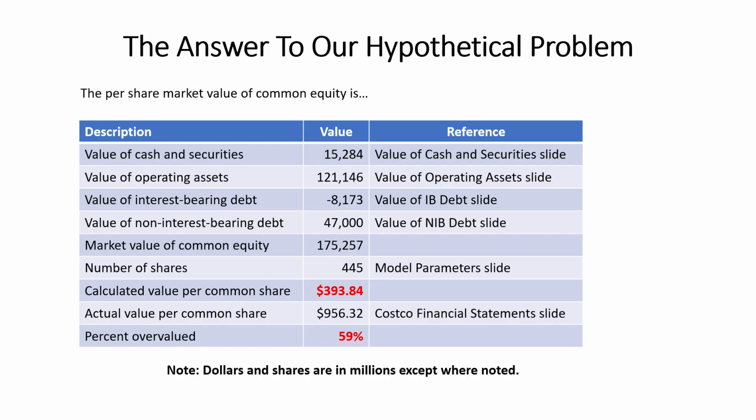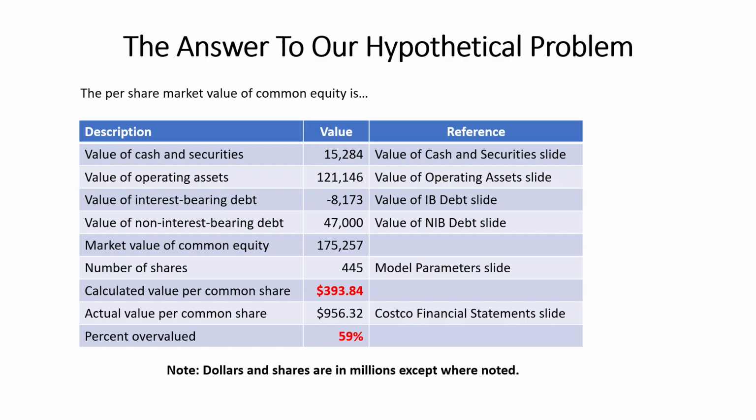So if you look at the table there, we have the value of cash and securities, which comes from the value of cash and securities slide. That's 15,284. We have the operating assets, which comes from the value of the operating assets slide, which is 121,146. And remember that our return on assets is 13 plus percent, and our asset cost of capital is 9 plus percent. So those assets will sell at a premium because we're making over and above the cost of capital on those assets. So the value there of the operating assets is 121,146.